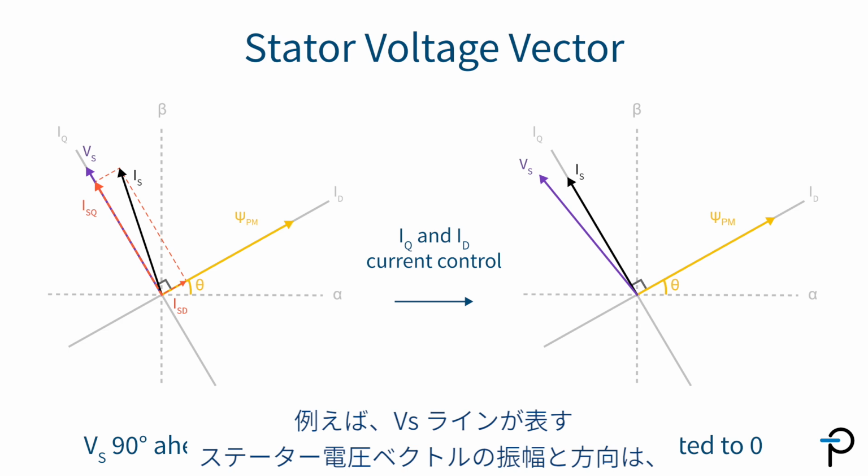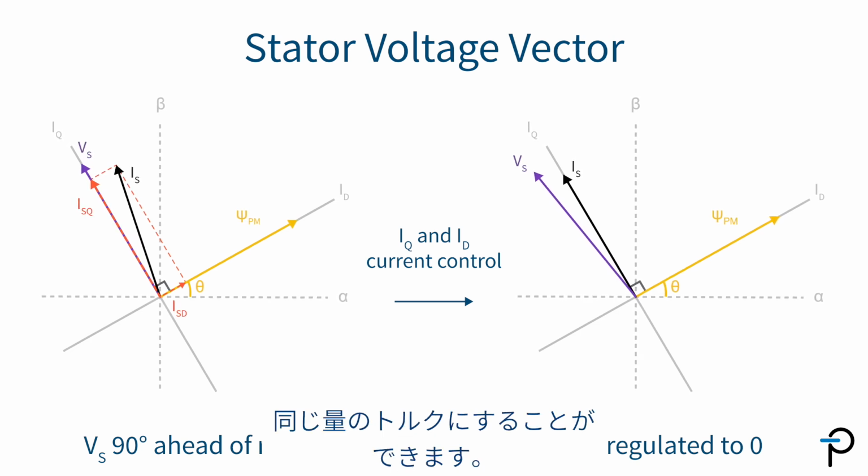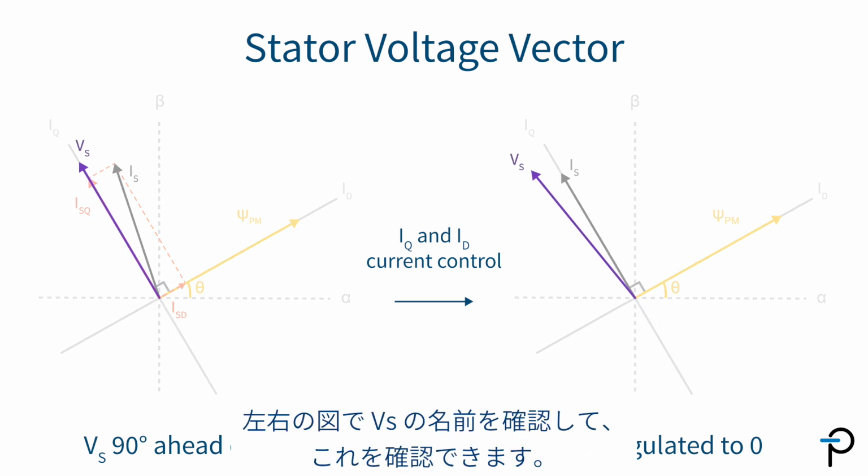For example, the magnitude and orientation of the stator voltage vector, represented by the VS line, can be adjusted so that we can have the same amount of torque produced with lower stator current. You can see this by checking the VS line on the left and the right diagram.